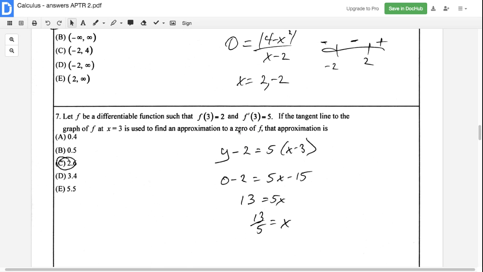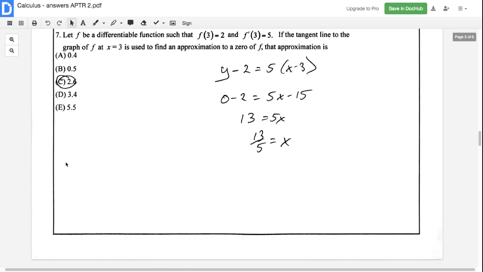Now we want to do a 0 approximation, so that means we want to plug 0 in for y. And then we're just solving. So I add the 15, gives me 13. I divide by 5. I get 13 over 5, which is 2.6.